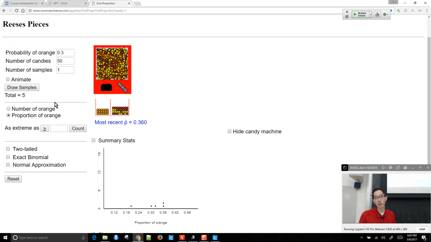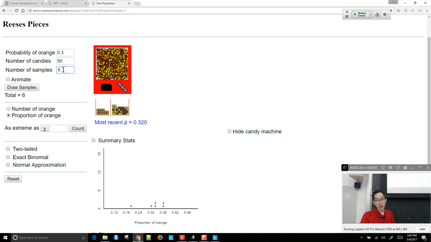There's another sample where we got 36% orange. And here's another sample where we get 32% orange. And so after taking 6 samples, these are the different values of p hat I've seen. I've seen 36% twice, 32% twice, 30% once, and 20% once.